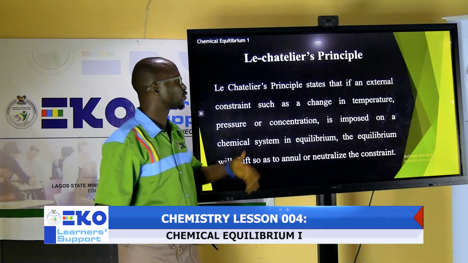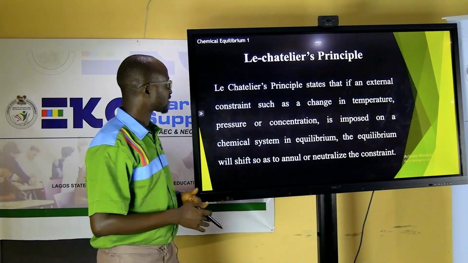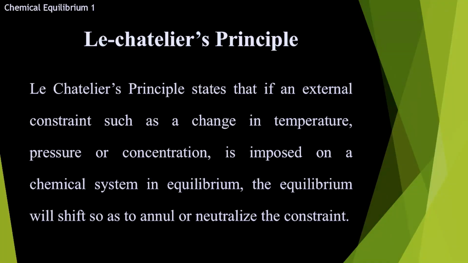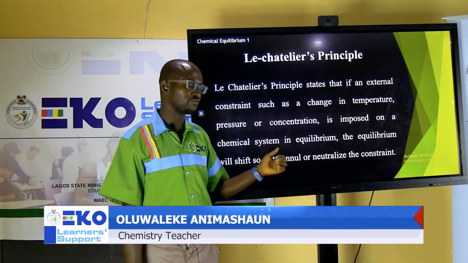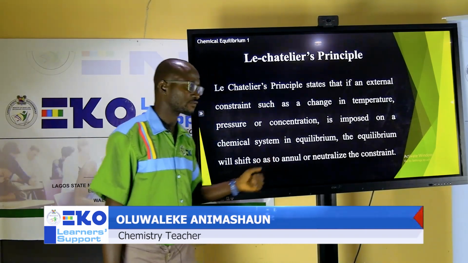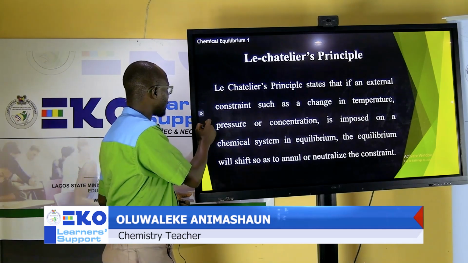Le Chatelier's principle is needed for us to know the rudiments. And the principle states that if an external constraint, such as a change in temperature, pressure, or concentration, is imposed on a chemical system in equilibrium, the equilibrium will shift so as to annul or neutralize the constraints.